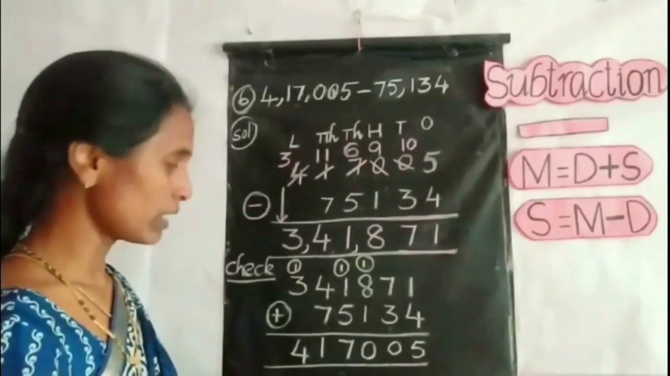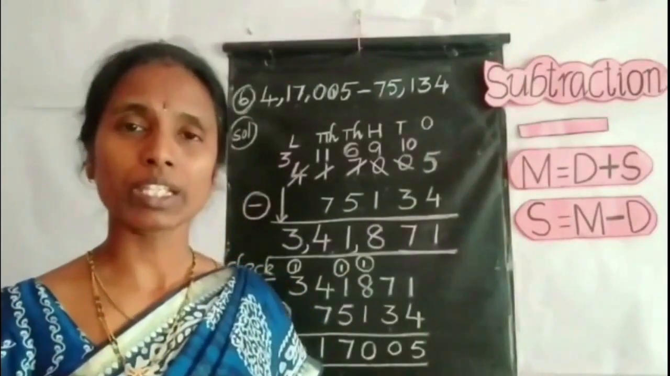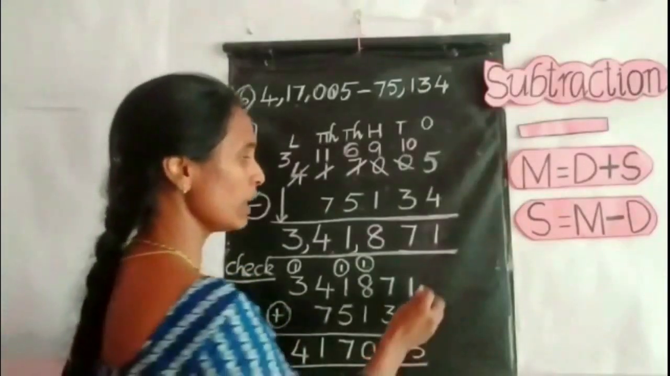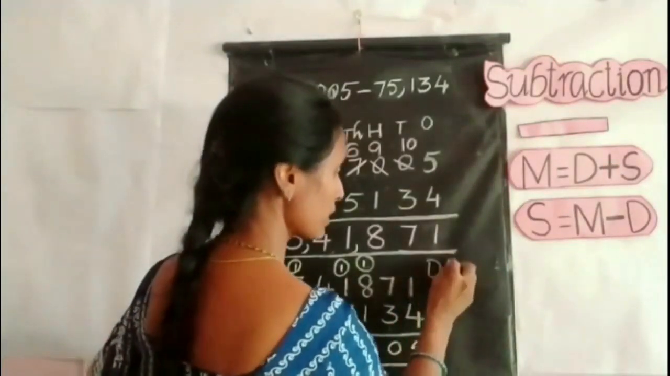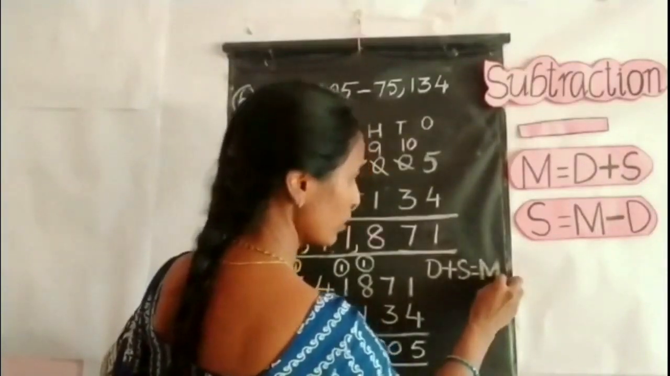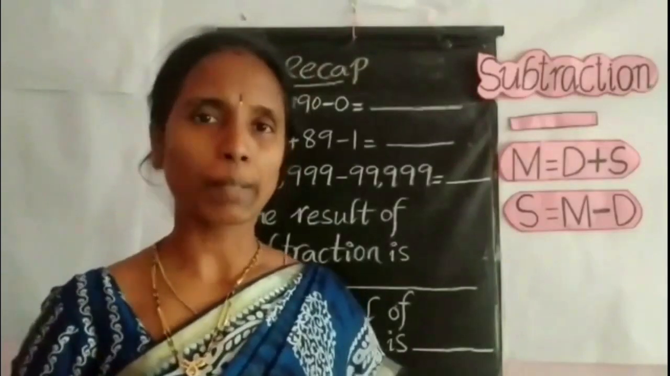So is our answer correct? Yes, the difference is correct. In this way, you can check your difference also, children, by following which rule? Difference plus subtrahend is equal to minuend. Okay, children. It's time to recap.